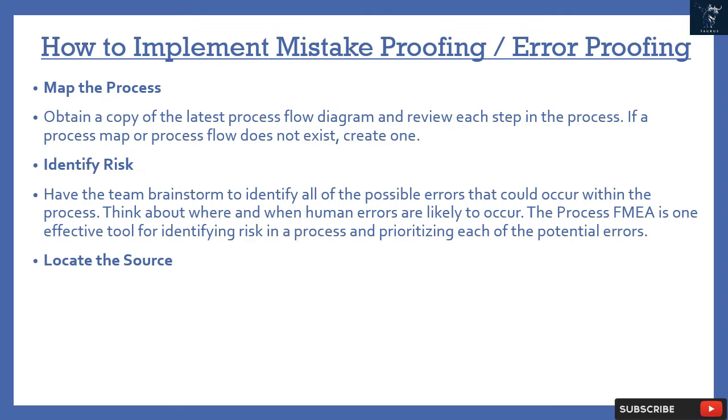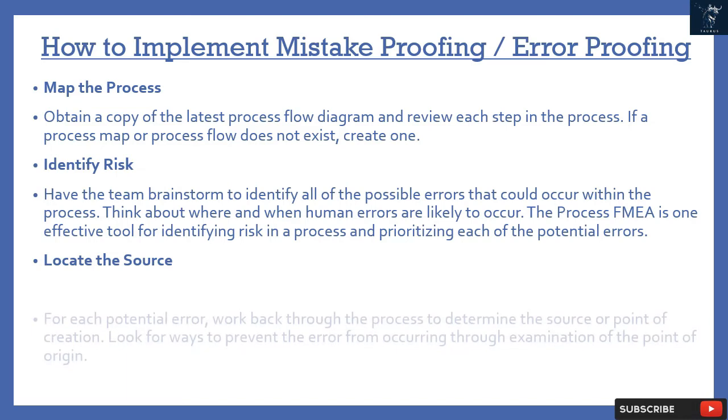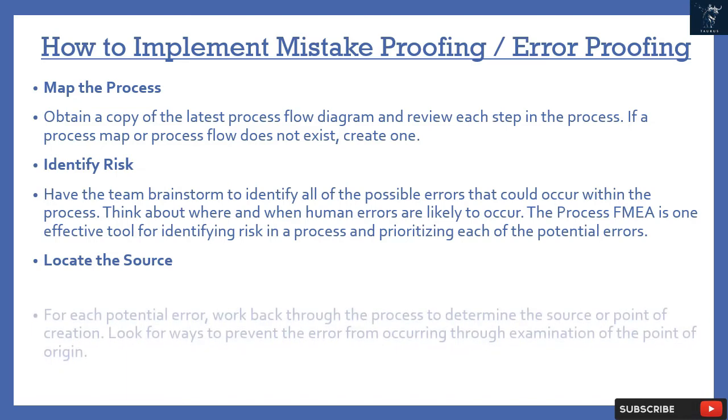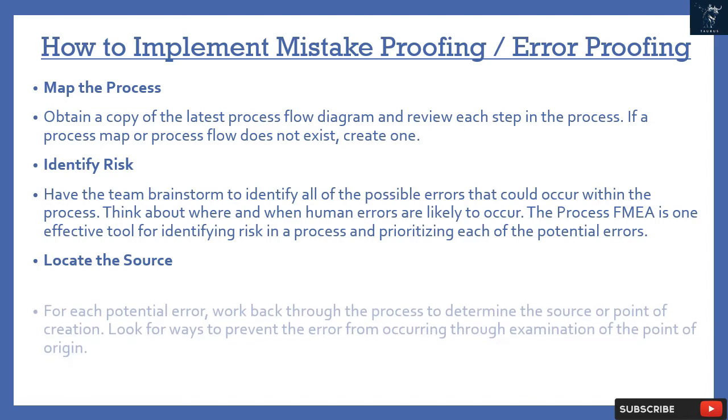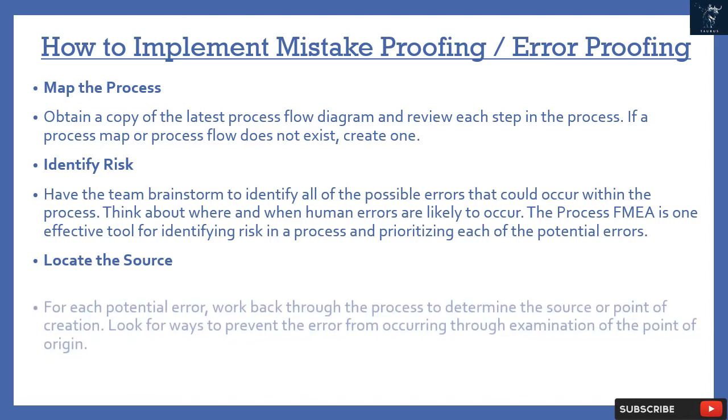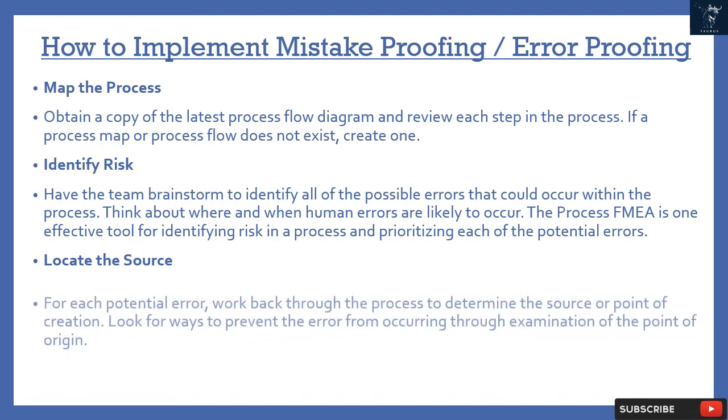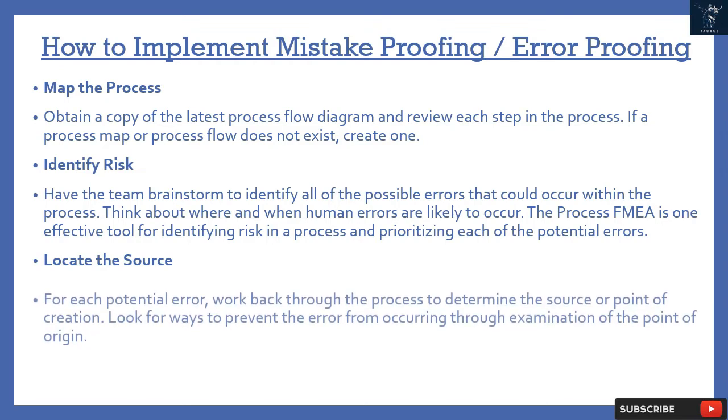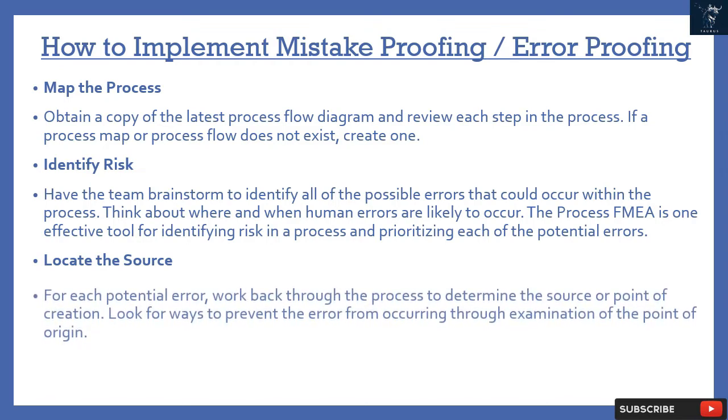The process FMEA is one effective tool for identifying risk in a process and prioritizing each of the potential errors. Locate the source for each potential error. Work back through the process to determine the source or point of creation. Look for ways to prevent the error from occurring through examination of the point of origin.